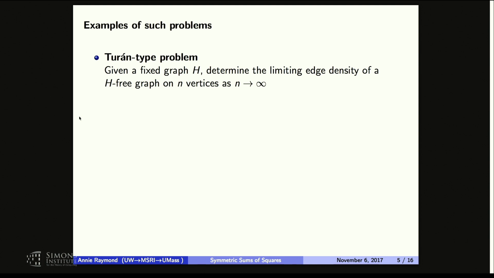And in particular, since this is often hard, I'll be happy if I can say something in the case when the number of vertices goes to infinity. So the smallest instance of that is Mantel's theorem, where you're forbidding triangles in a graph, right? So we know then that the max edge density is at most 1/2.